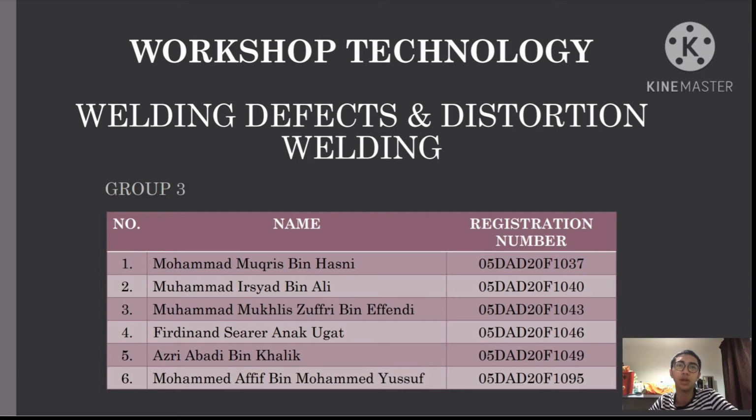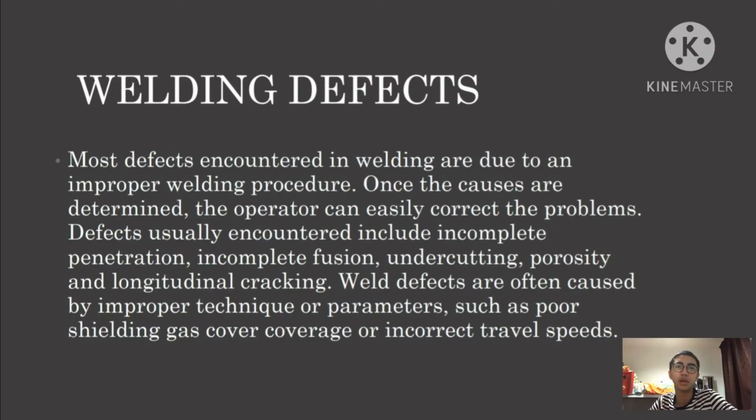First, I'm going to talk about welding defects. Most defects encountered in welding are due to an improper welding procedure. Once the causes are determined, the operator can easily correct the problems. Defects usually encountered include incomplete penetration, incomplete fusion, undercutting, porosity, and longitudinal cracking. Weld defects are often caused by improper technique or parameters such as poor shielding gas coverage or incorrect travel speeds.